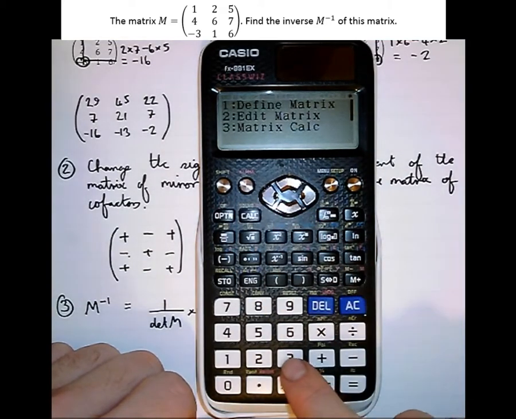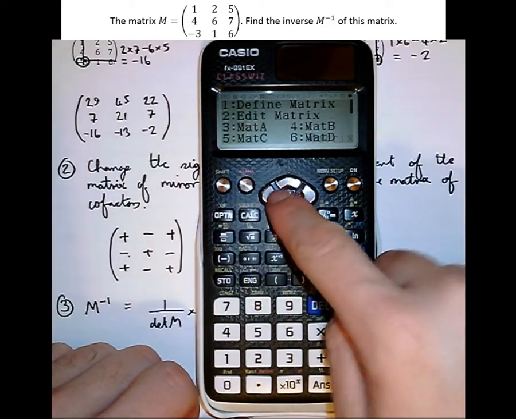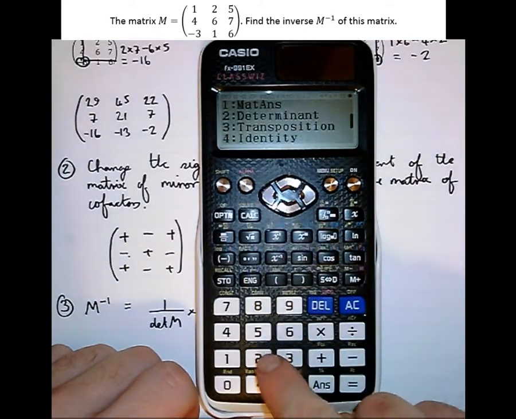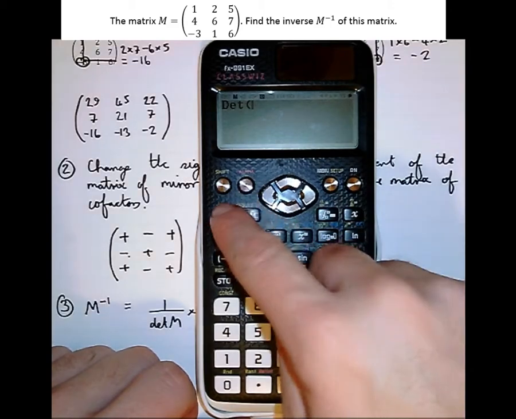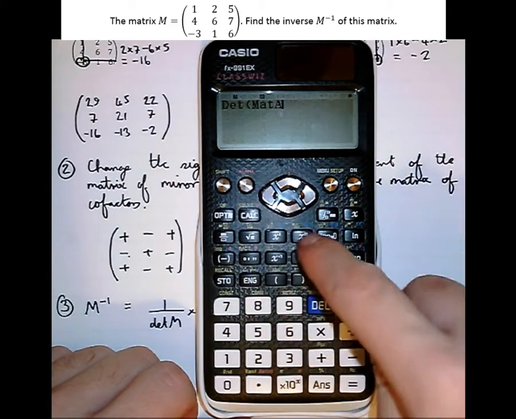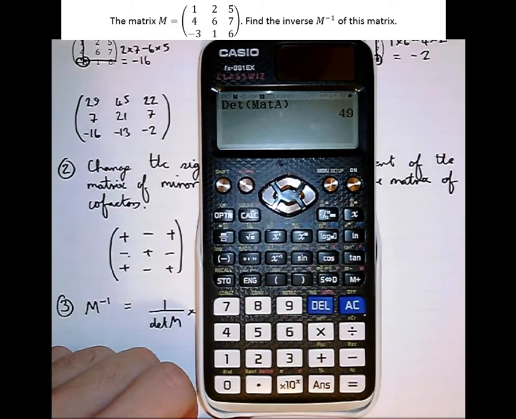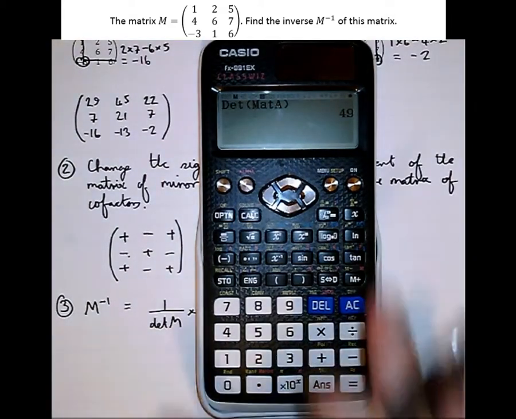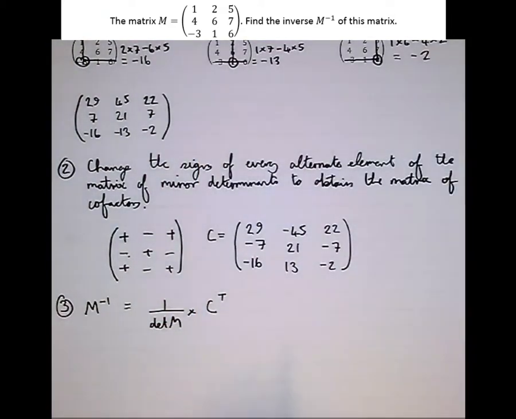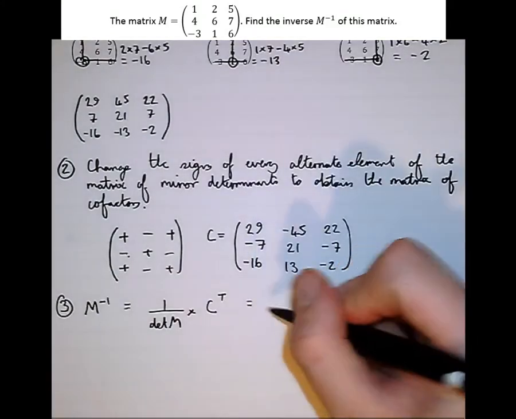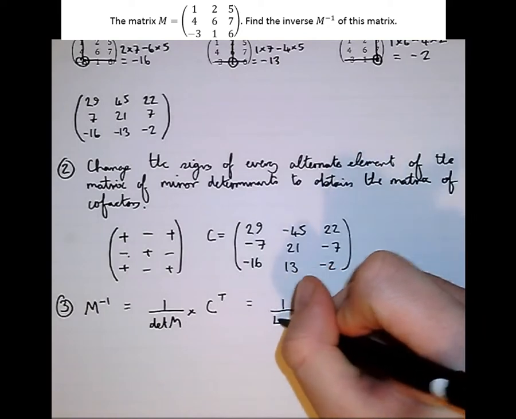Operation and matrix calculation we're going to do. Operation, then scroll down, we can see there's the determinant, operation, matrix A. And we can see that the determinant is 49. Again, if you want to see how to do that longhand, if you want to see the method that the calculator uses, have a look at our other tutorial video. So equals 1 over 49.